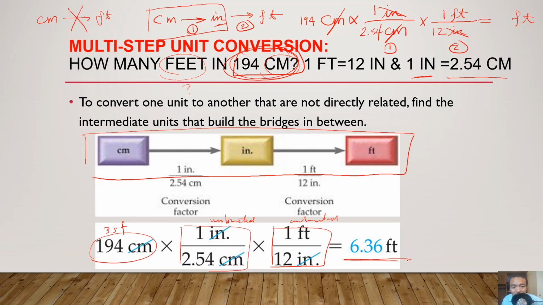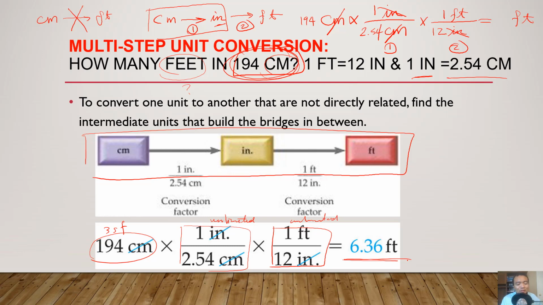Okay? All right. Hopefully these details will help you understand how to do a multi-step unit conversion. The key is to find the intermediate unit that can connect the corresponding initial and the final units.